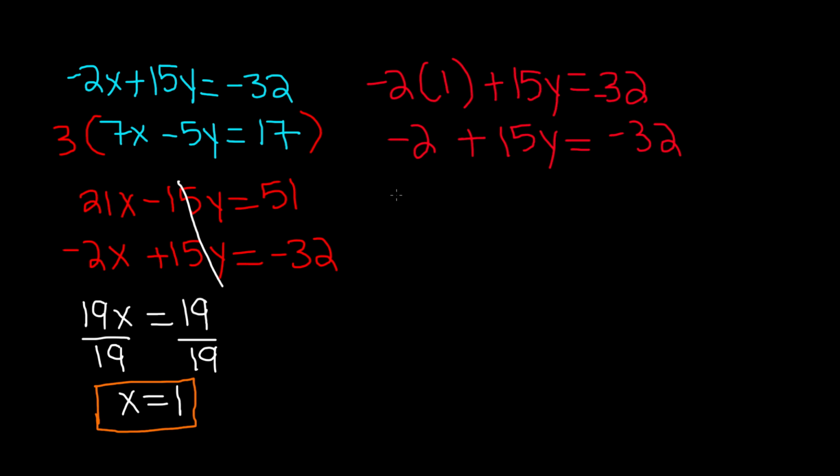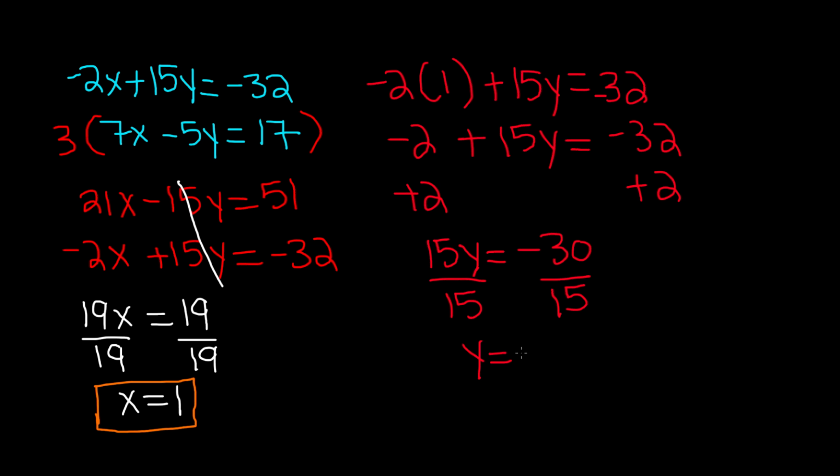So next we have to add 2 onto both sides. We get 15y is equal to negative 32 and positive 2, which gives us negative 30. Divide by 15 on both sides, and we get y is equal to negative 2, because negative 30 divided by positive 15 gives us negative 2. So the value of y is negative 2. So the final solution of this system of equations, which we solved using the elimination method, is 1, negative 2.